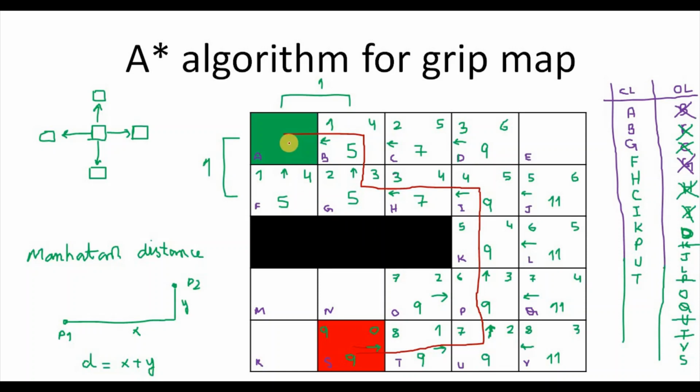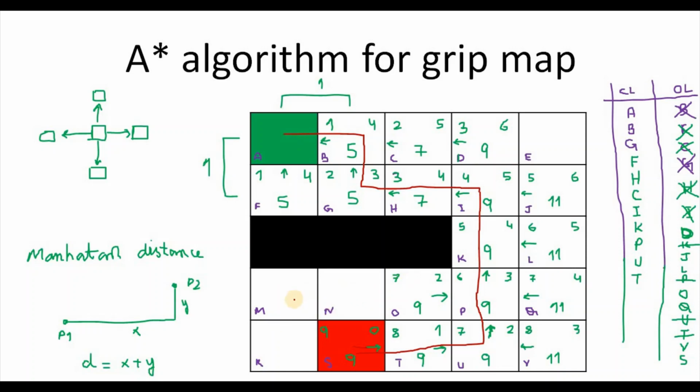Whenever the robot wants to move from A to S, it will follow this path, and this will be the shortest path. And what is the total length of this path? You can calculate here: 1, 2, 3, 4, 5, 6, 7, 8, 9. So the total is 9 meters long. The robot has to travel a distance of 9.